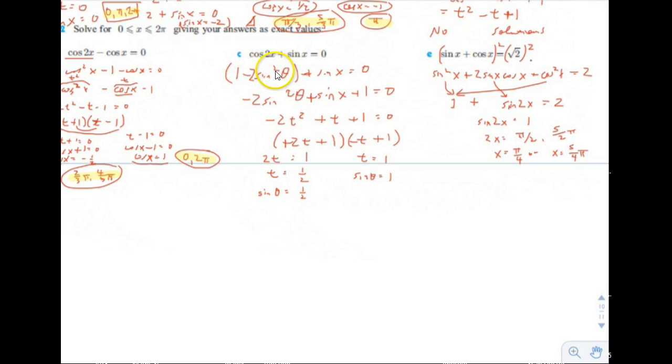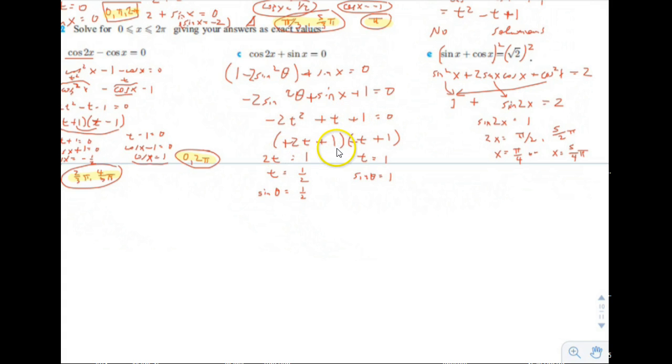Once you replace that, you can see that it's going to become a quadratic again. So let's rearrange it so that it's in the order of descending powers. So we're going to put negative 2 sine squared first, then we're going to put sine x next, and then we'll put plus 1 at the end. Now, if we replace the sine theta with t's, then we'll have negative 2t squared plus t plus 1, and now it's obviously a quadratic.